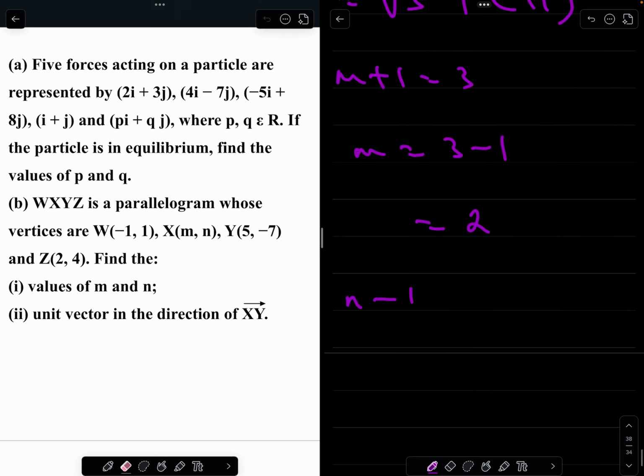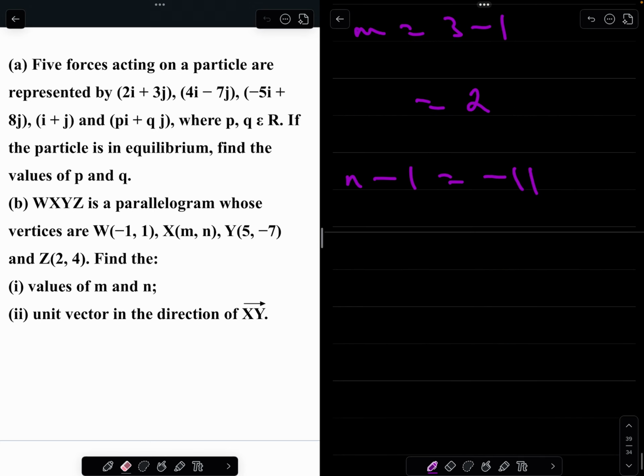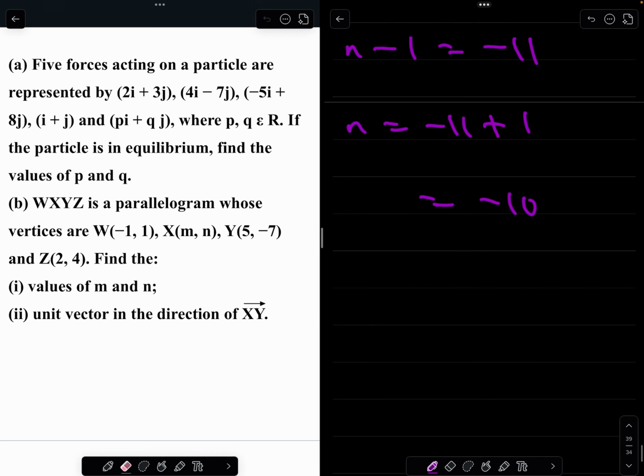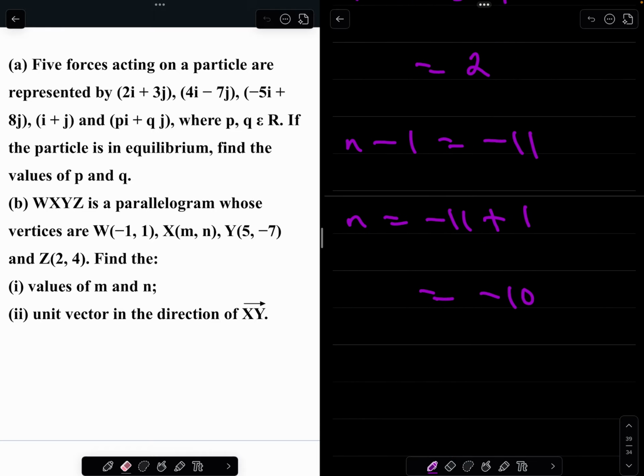N minus 1 equals minus 11. Let me check that again. That's correct. And that simply means n equals minus 11, plus 1, which means n equals minus 10. And those are simply the values of m and n. M equals 2 and n equals minus 10.